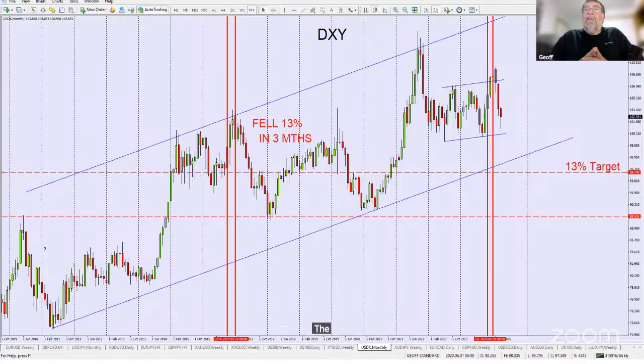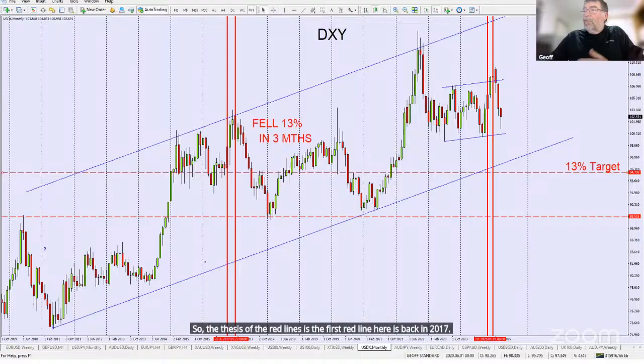The red lines that you see on this chart depict that. So if I can use my cursor, hopefully you can see my cursor. Maybe I can use a pen. There we go. So the thesis of the red lines is the first red line here is back in November of 2016 when Trump was elected.